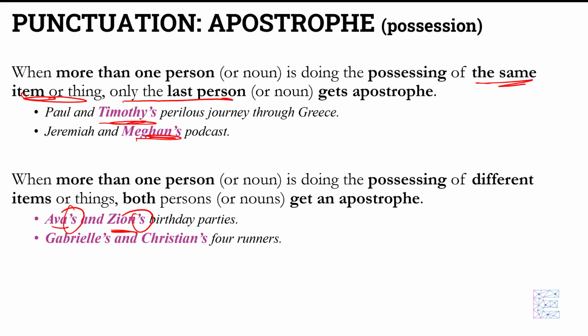Another example, more nieces and nephews, Gabrielle's and Christian's forerunners. Gabrielle has her own forerunner and Christian has his own forerunner. So since they each have a forerunner, they each have to have their own apostrophe S. All right, and that is all I wanted to show you on apostrophes.